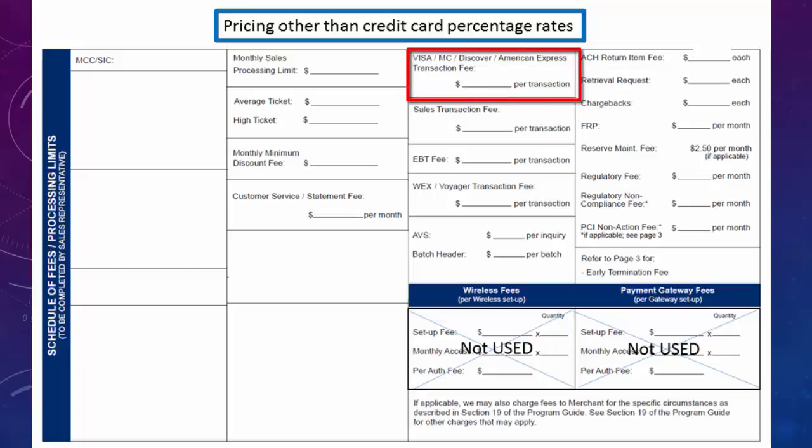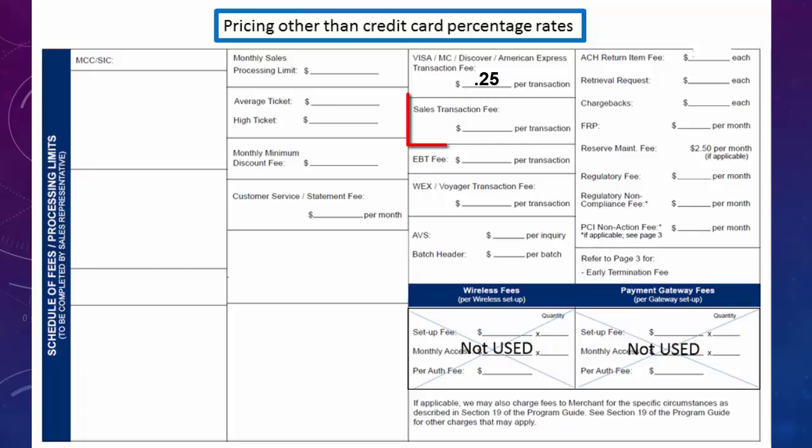Next section is the Visa, MasterCard, Discover, and American Express transaction fee. This fee is based on the authorization. So each time the card is authorized, it's going to charge this transaction fee. Again, on the flat rate, you may have this as zero. But here, for example, in other processing models, you may have this as a quarter. But this is based on per auth. This is the important transaction fee.